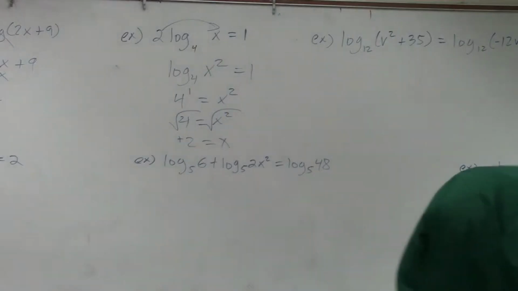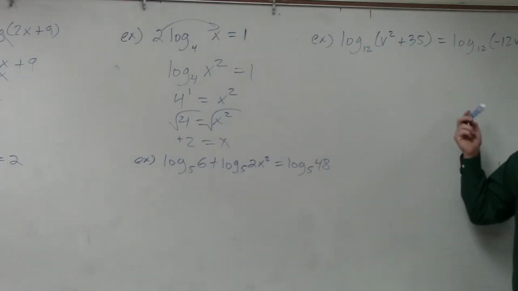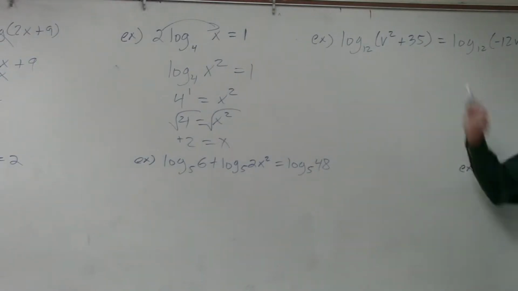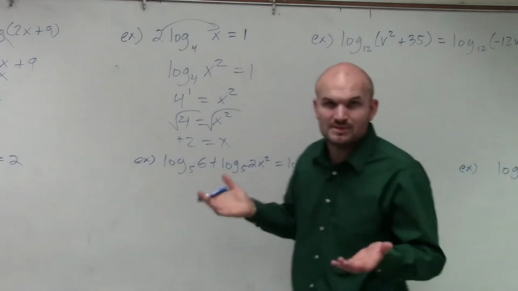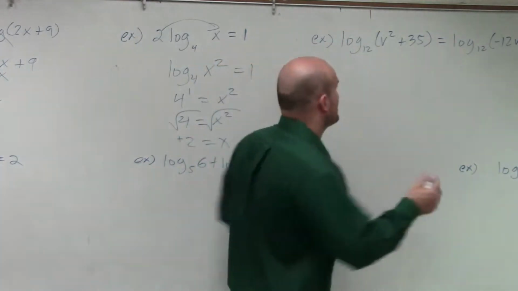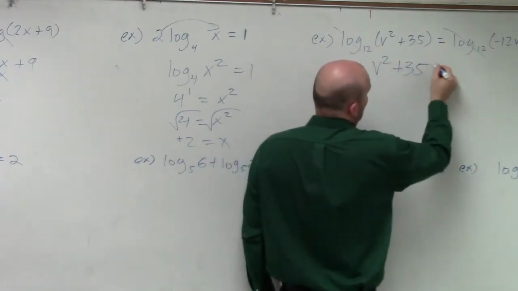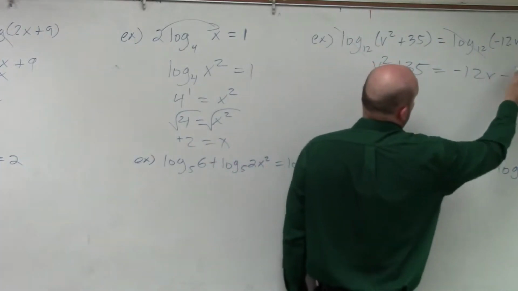All right. The next example. This one gets a lot of students, rightfully so. It is a quadratic, and basically, first of all, it looks very confusing from the start. So the first thing we want to do is notice that, hey, it's a logarithm equal to another log. So cancel them out. v squared plus 35 equals negative 12v minus 1.